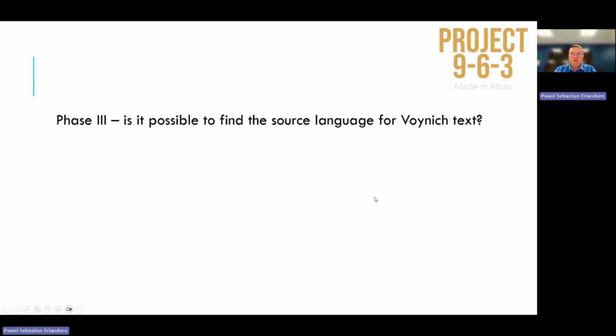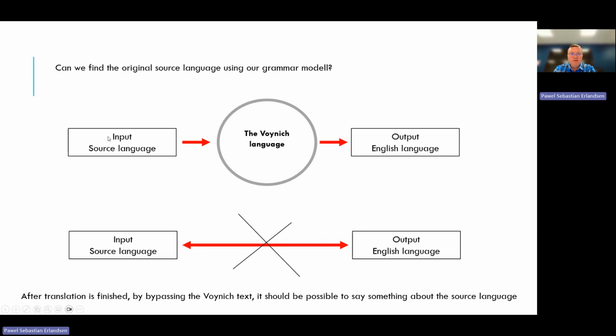Phase 3. Where do we go from now when we can use the model after its validation? There should be an input language into the Voynich language. What it is, we'll come back to it, but for now we use output language as English. But when the model is finished and we have a lot of translated words and we understand the system, it should be possible to bypass the Voynich text and try to explain how the input language looks like. And that will be a very interesting part because it will say something about the use and who wrote it and perhaps why they wrote it like they did.